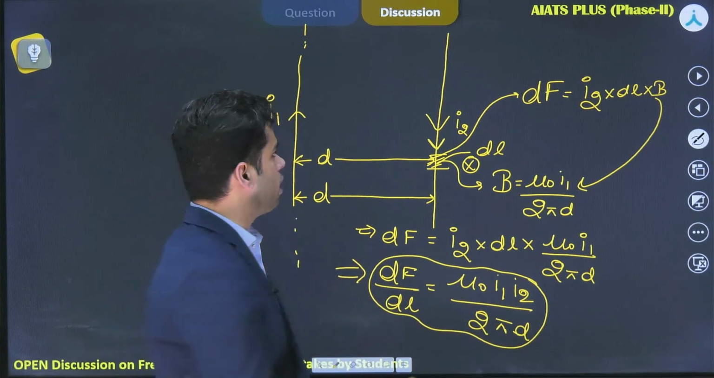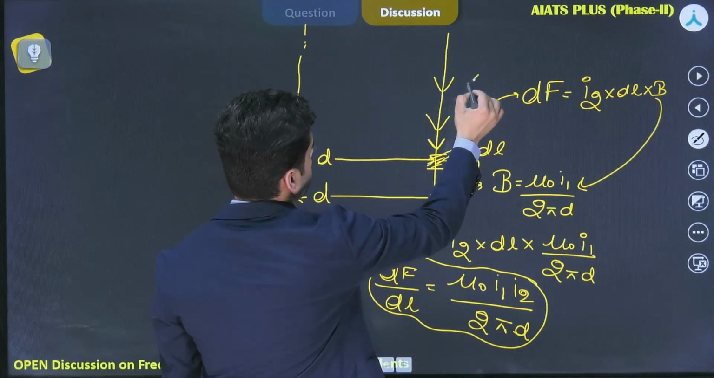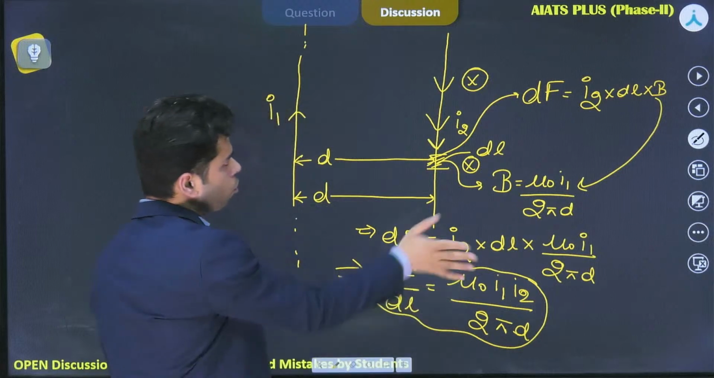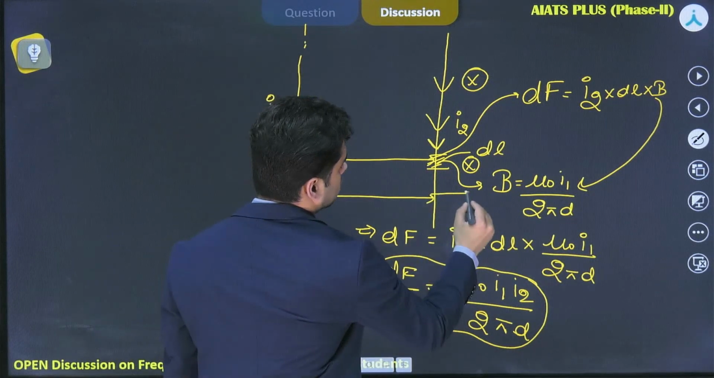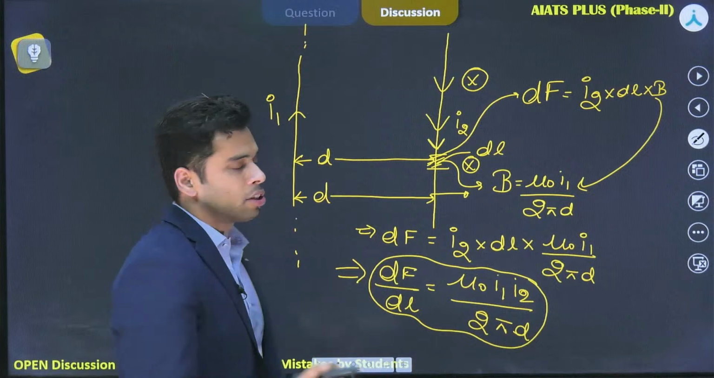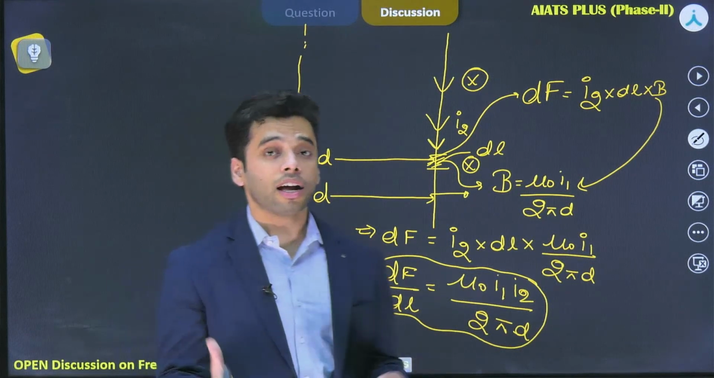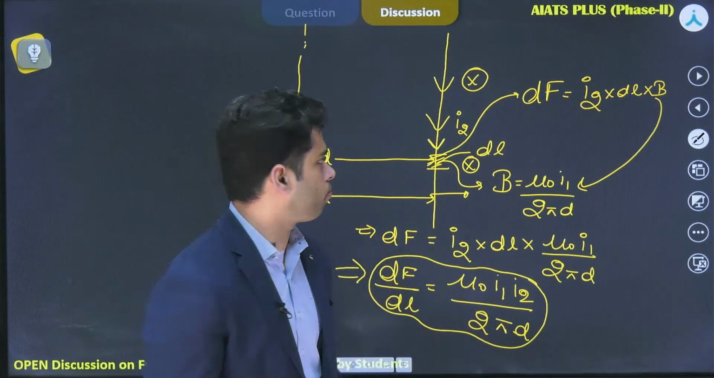You just need to do dl cross B. So dl is like this and B is into the plane. If you do the cross product, it will be like this. So if they are carrying current in the opposite direction, they will repel each other, or they will try to move away from each other, right? And if they are carrying current in the same direction, they will try to attract each other.